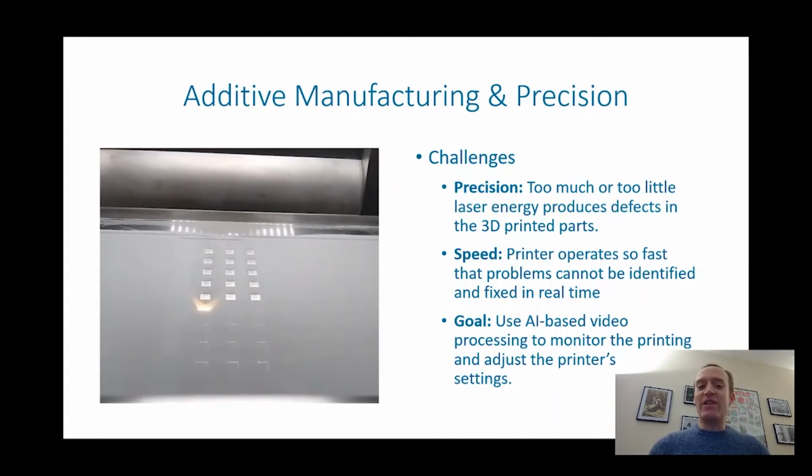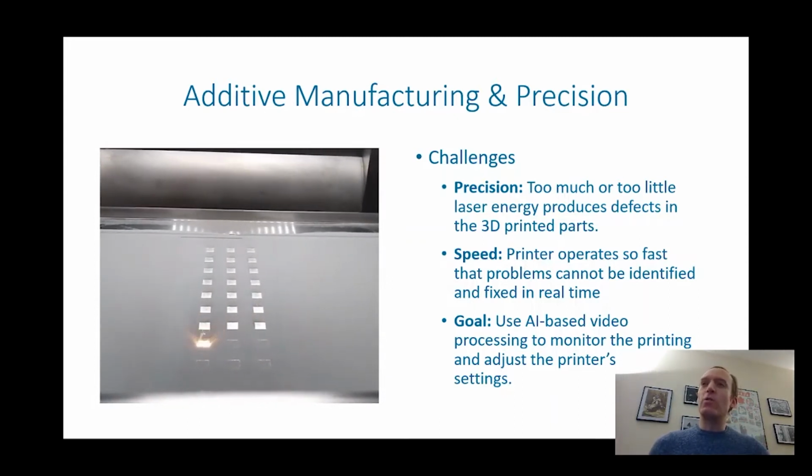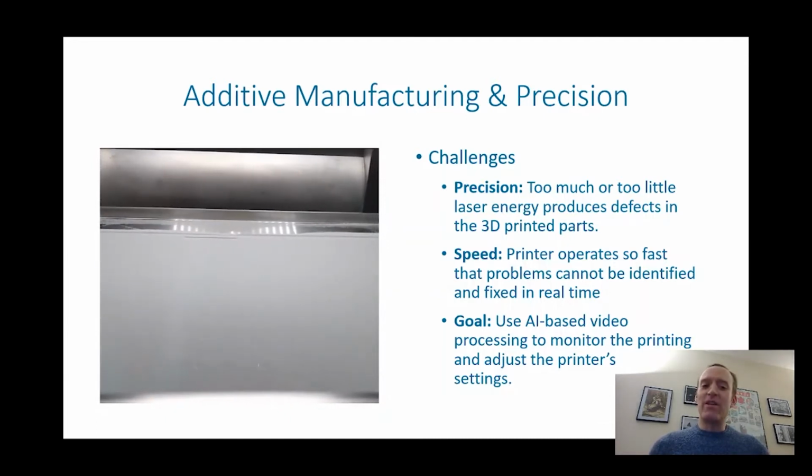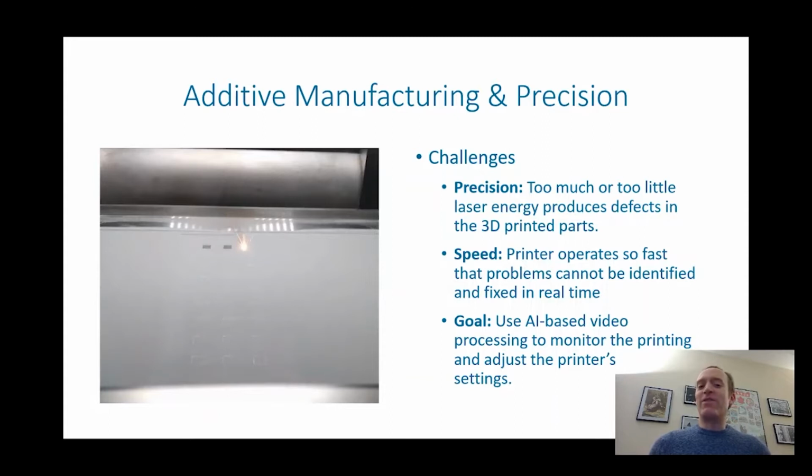Now, the challenges here are, first of all, we have to be very precise, especially with the temperature of the metal. If the metal gets too cold, then the powder doesn't melt properly. But if the metal gets too hot, then you risk damaging the layers that you've already printed. And so this is a process that really needs to be monitored. Unfortunately, you can see from the video here that the 3D printers are very fast, and so we cannot monitor this with the human eye. So our goal here is to build an AI system that can do that monitoring for us.